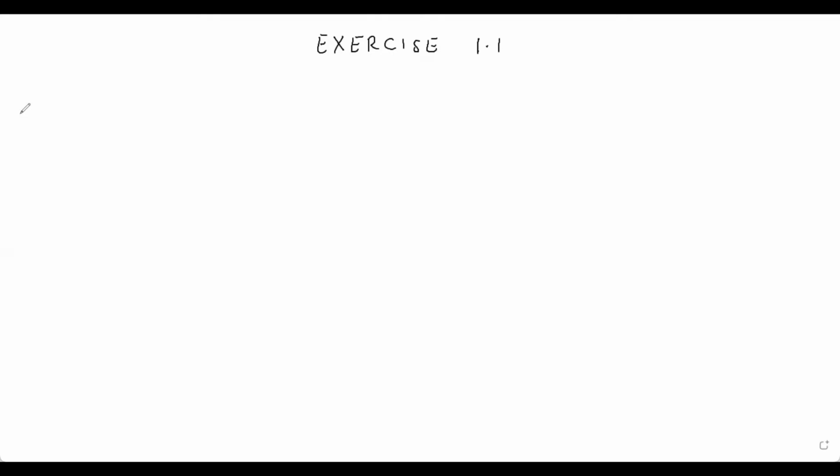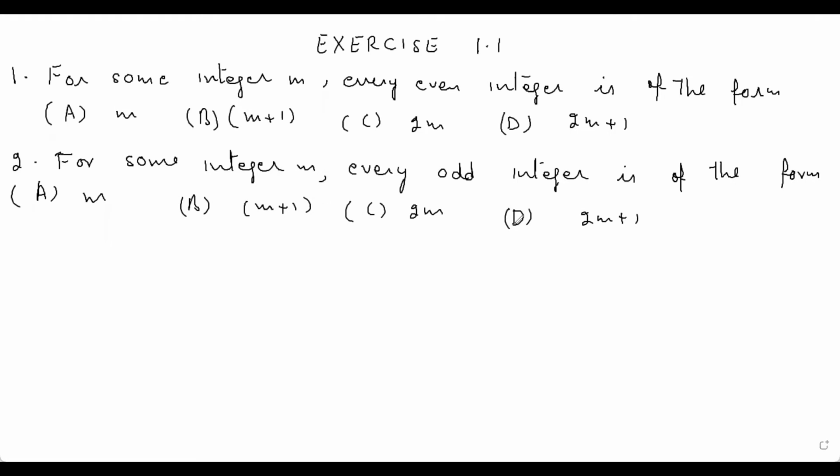Choose the correct answer from the given 4 options in the following questions. So I'm going to write 2 questions, question number 1 and question number 2 here. For some integer m, every even integer is of the form: m, m plus 1, 2m, or 2m plus 1. And the second question is, for some integer m, every odd integer is of the form: m, m plus 1, 2m, or 2m plus 1. You have to find the right one.